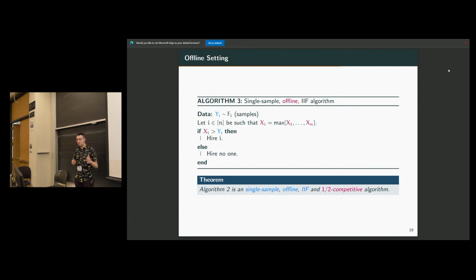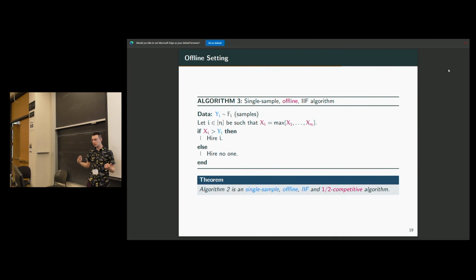We have an algorithm that needs a single sample for every variable, and it's an offline algorithm, not an online one. So it is a profit. It sees all the values. It doesn't know anything about their distribution, but it also sees a sequence of samples. And it manages to be 1/2 competitive compared to a profit who is not constrained to be fair.